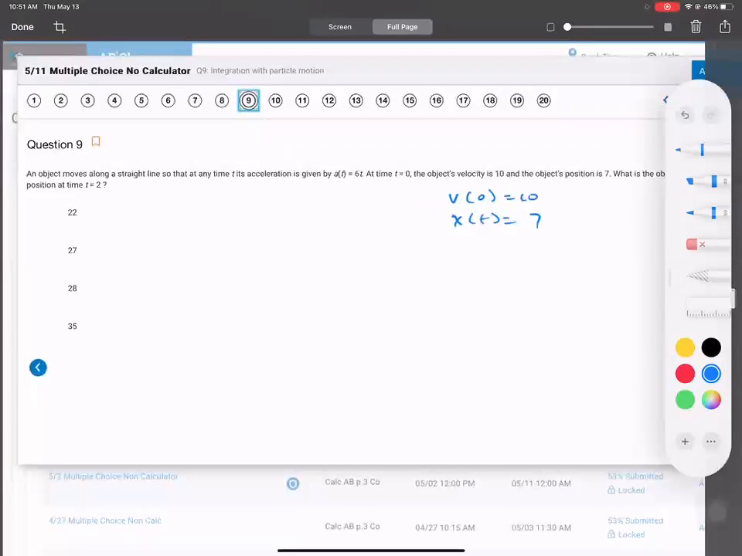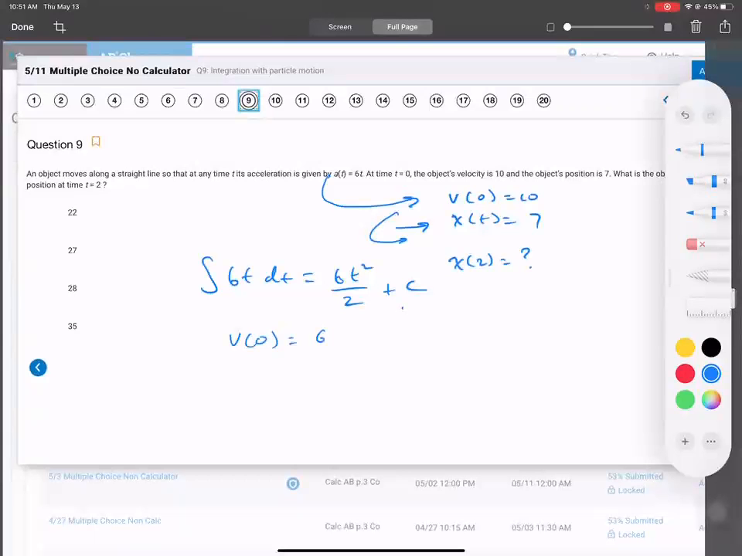All right, so we have to go back and find what our x of t is, and then plug in x at 2. So how do we get from acceleration back to velocity and then back to position? It's all integrals. So let's set up the integral of 6t dt. To go backwards gives us 6t squared over 2 plus c. We want to make sure we get what that constant is. So if t was 0, velocity at 0 is 6 times 0 squared over 2, plus c, which is equal to 10.